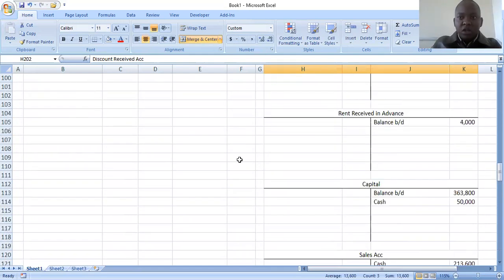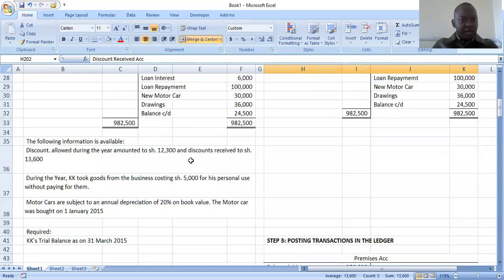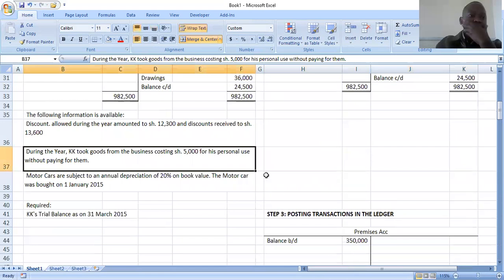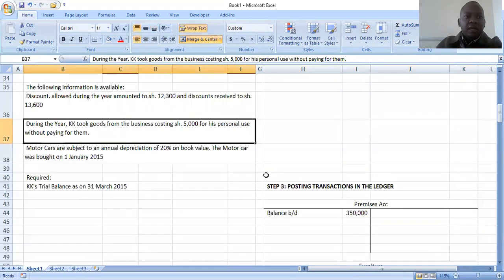Then move on to the other additional information: during the year KK took goods from the business costing 5,000 shillings for his personal use without paying for them. So these are drawings taken from the goods. Whenever goods are withdrawn, we credit the purchases account and debit the drawings account.